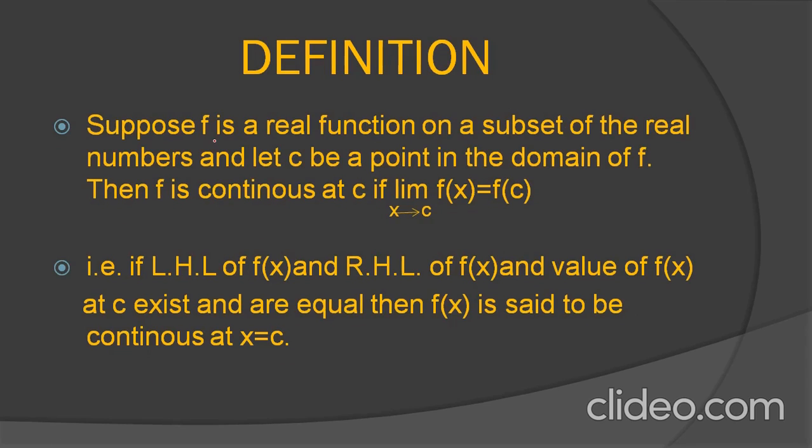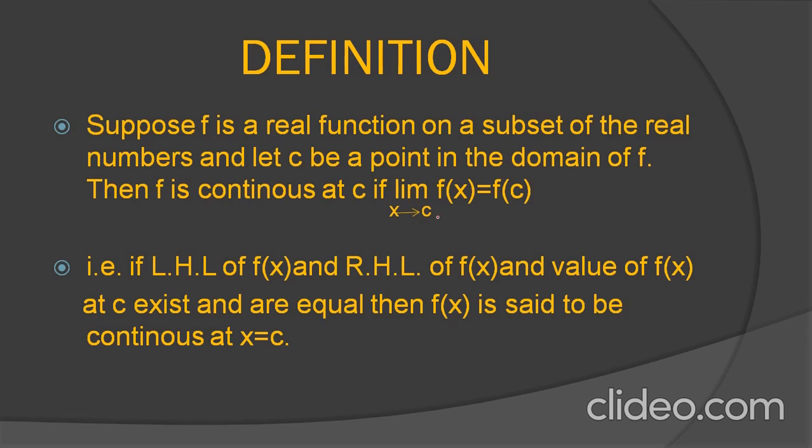Definition says, suppose f is a real function on a subset of the real numbers and let c be a point in the domain of f. Suppose f is a real function defined on a subset of real numbers, and suppose c is a point in the domain of f, then f is continuous at c if limit x tend to c f of x is equal to f of c. We say that f is continuous at c.